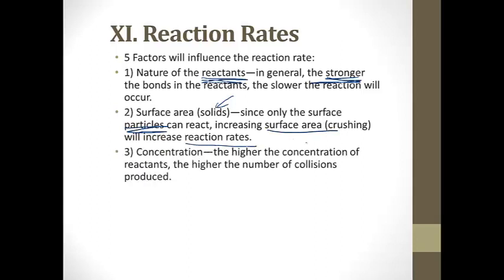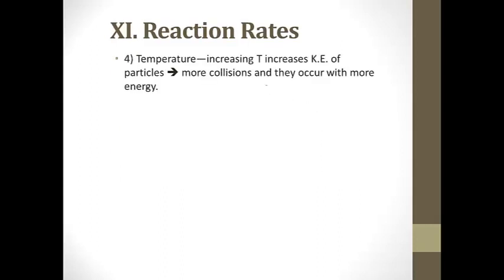Concentration. If you increase the amount of reactants that you have, you can get more collisions. Fourth thing, temperature. This can have a double effect because if you increase the temperature, you raise the kinetic energy, which means they move faster and they have more collisions, and they have more energy when they collide. So this is kind of like a double whammy. Both of these things are good to increase reaction rates.